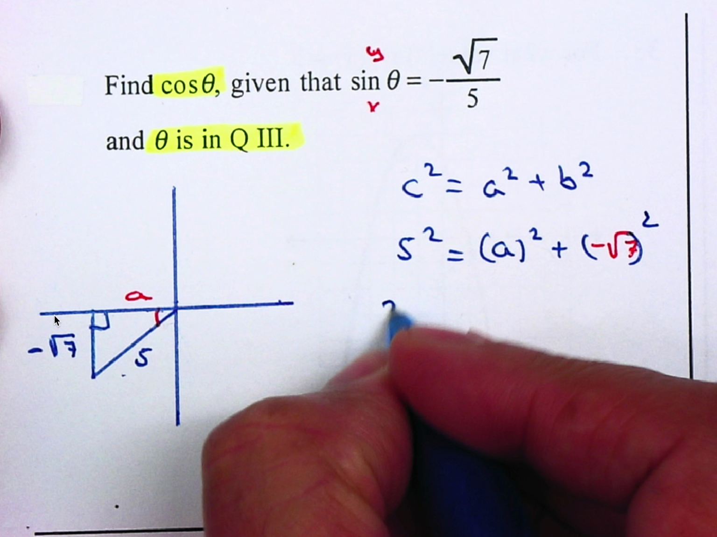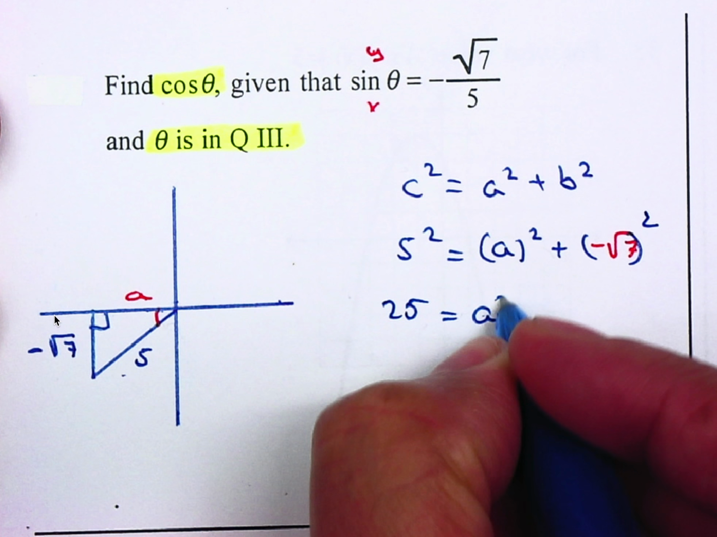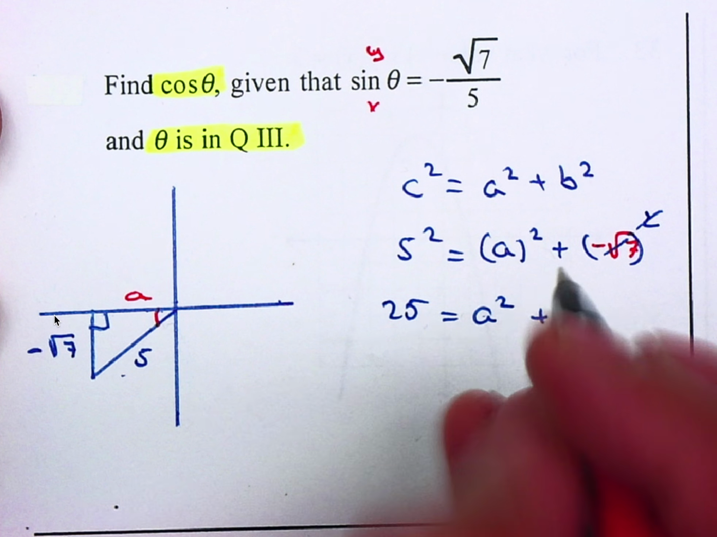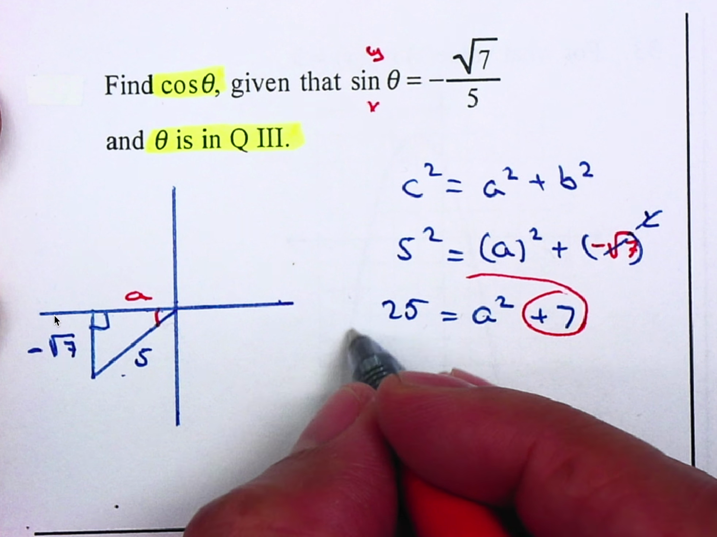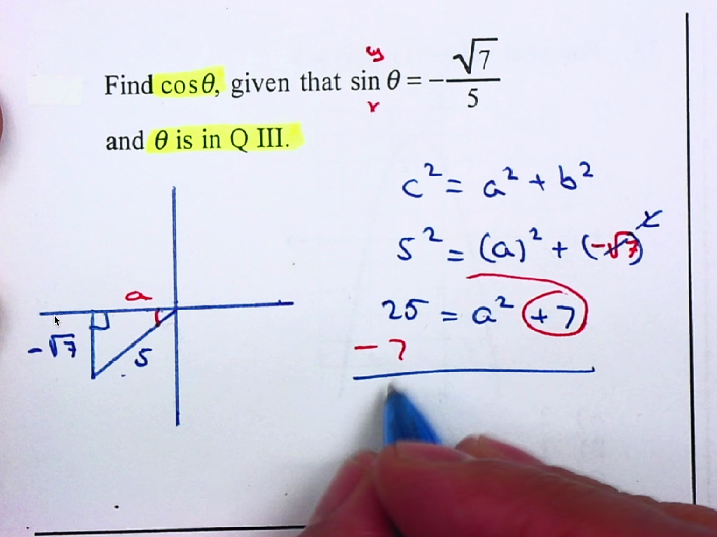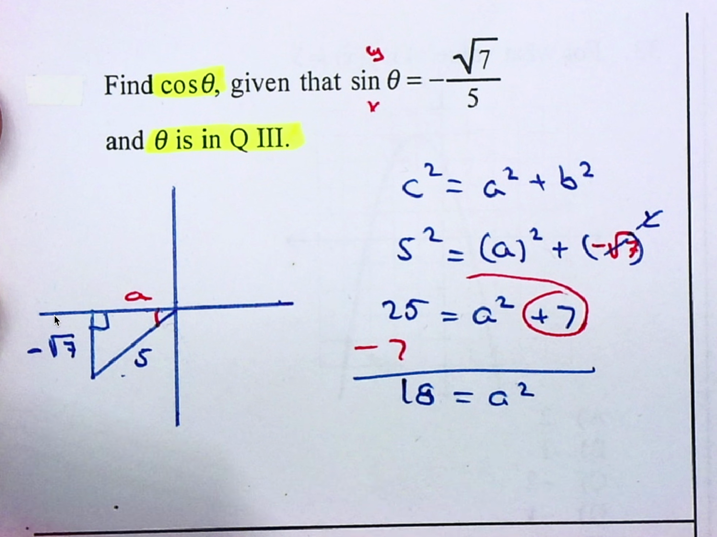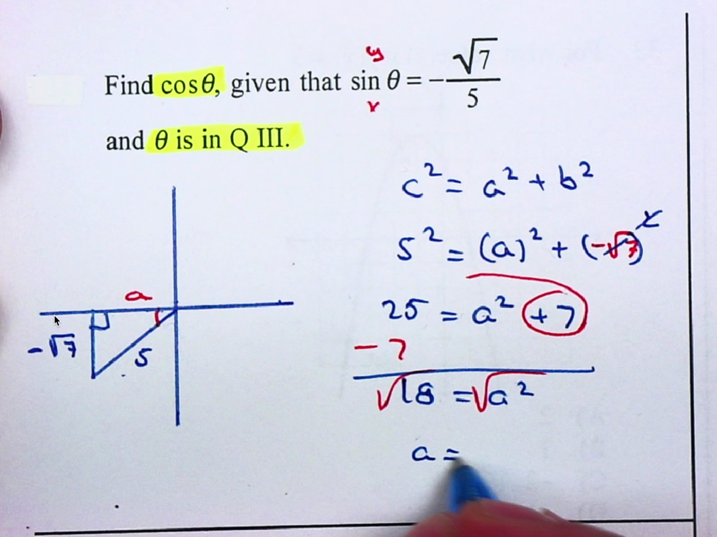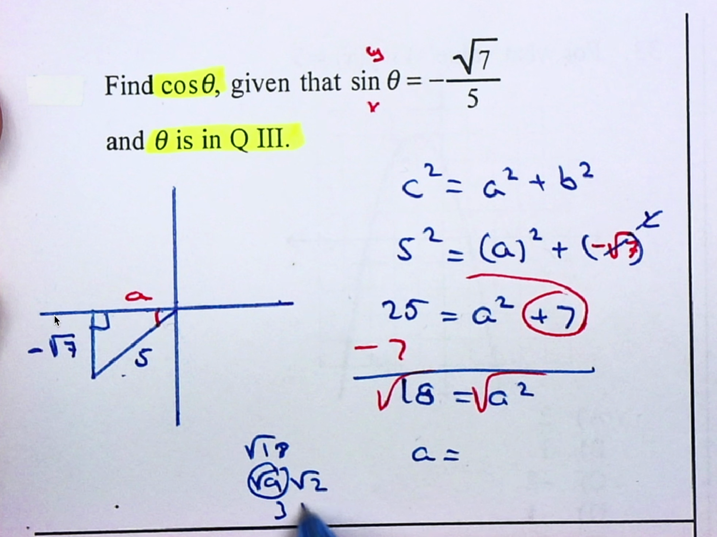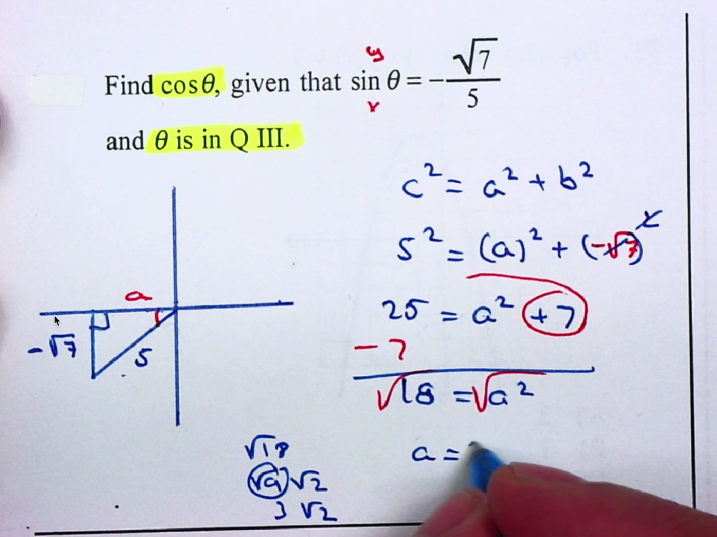So therefore we have 25 equal to A squared. That gives me a positive, and the square root and the square cancel, so it gives me 7. Leave that A by itself, so move the 7 to the left, becomes a negative 7. That gives me 18 equal to A squared. Take the square root on both sides. So therefore, A is equal to square root of 18, which is the square root of 9 times the square root of 2. The square root of 9 is 3, so it will be 3 square root of 2.